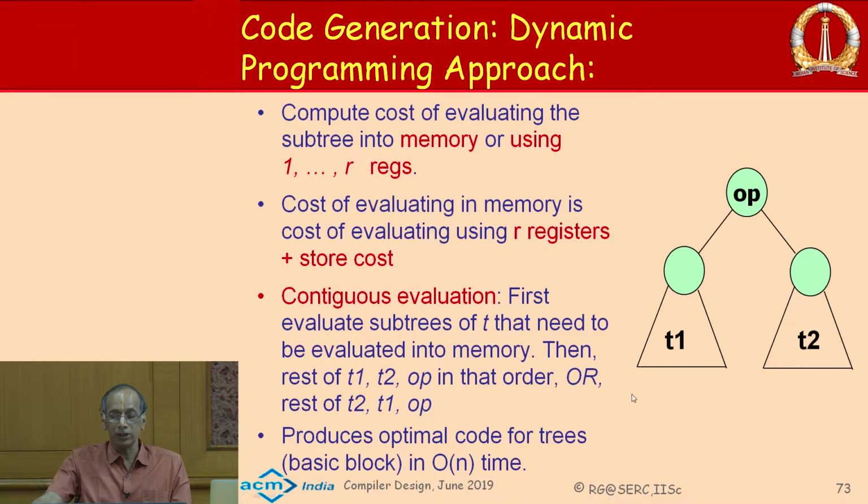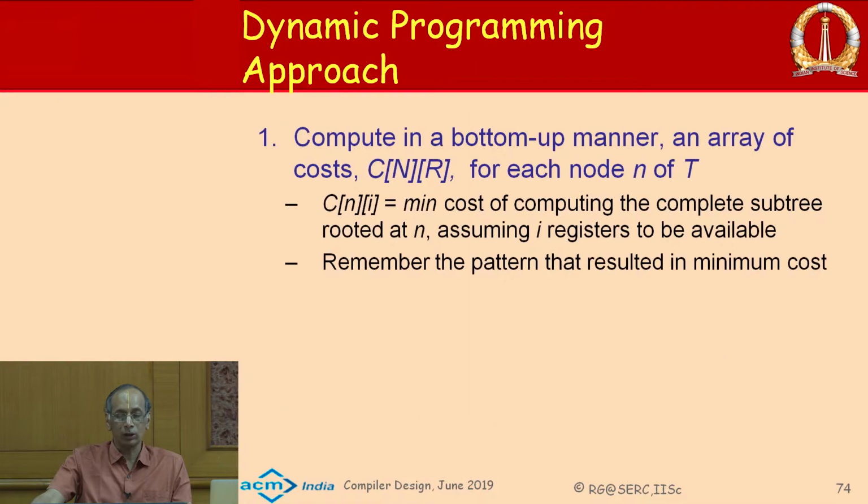And at each point in time, I actually store the minimum cost for generating code for that subtree using 1, 2, 3 up to R registers as well as using memory. Then I keep using this upward, that is how we memorize these values, so that it traverses the tree exactly once to get the cost. Okay. Now, let us see how that works.